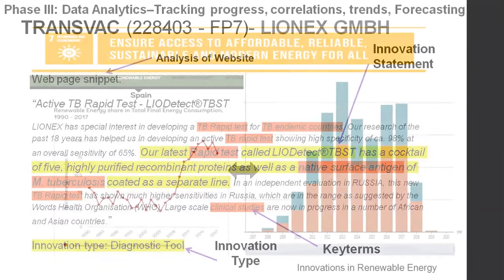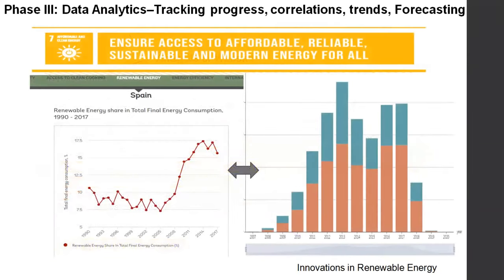And the third phase, the last step, is to do a sort of data analytics to track impact and progress, and look for correlations with other data that is already there. So the question here is, what was the impact of a contribution to the SDG progress plan, and how can we correlate all these innovation findings with the indicators mentioned by the United Nations?